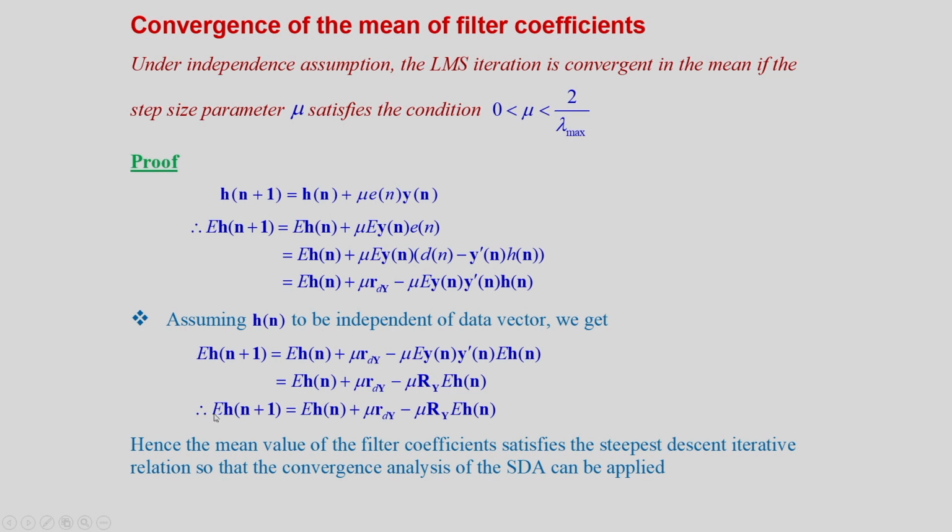Therefore, the average value of H of n plus 1 is equal to the average value of Hn plus mu R dy minus mu times Ry into E of Hn, the average value of Hn. So, this is the same as the iteration for the SDA algorithm. Hence, the mean value of the filter coefficients satisfies the steepest descent iterative relation, so that convergence analysis of the SDA can be applied.